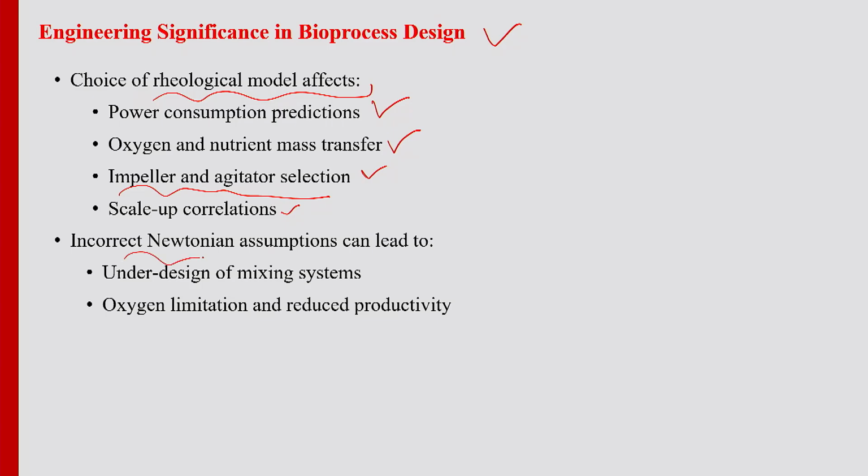If you assume Newtonian behavior when the fluid is actually non-Newtonian, as I discussed, you ignore oxygen limitation. This will definitely reduce the productivity, because the fluid is non-Newtonian but you are assuming it as Newtonian.